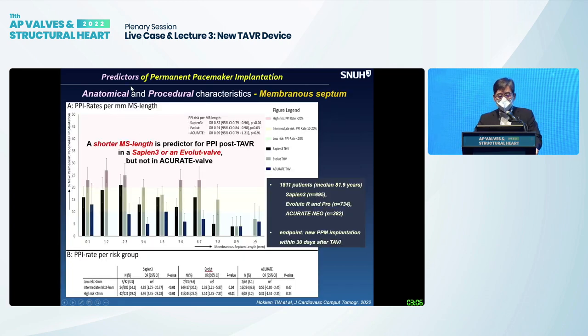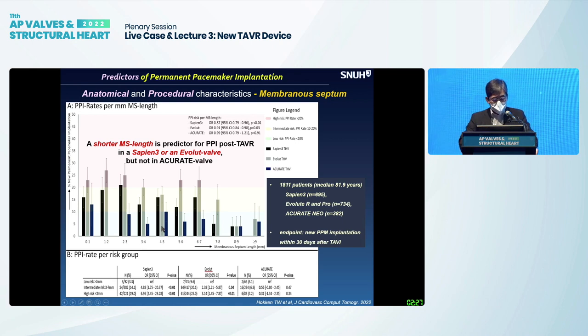Here's another important issue regarding the membranous septum. The shorter, the worse. Here we can see the membranous septum length is a variable. Thus they usually classified low risk, intermediate risk, and high risk depending on the length of the membranous septum, 3 to 7. They analyzed 1,800 patients treated with Sapien, Evolut, Accurate, and Neo. An interesting finding is the pacemaker implantation rate of Sapien, Evolut, and Accurate.